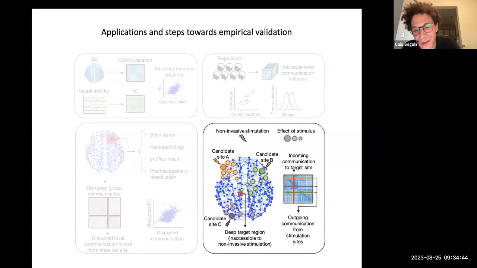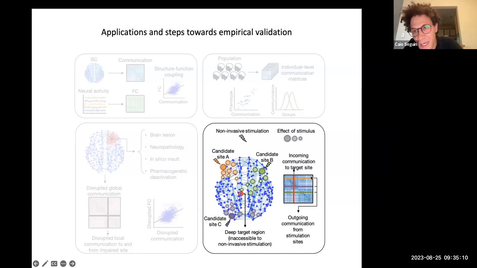Another thing that I find really interesting is this idea of predicting brain stimulation. So here, you could think, for example, of TMS, right? TMS is a non-invasive technique to stimulate the brain. But often what we really want is to modulate the activity of a region that is not accessible via the cortex. So let's say the amygdala, for example, some cortical region.